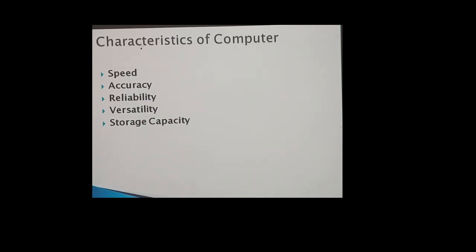As compared to other devices or calculations, a computer can do all operations very fast. Using this characteristic, speed. Okay, second is accuracy.